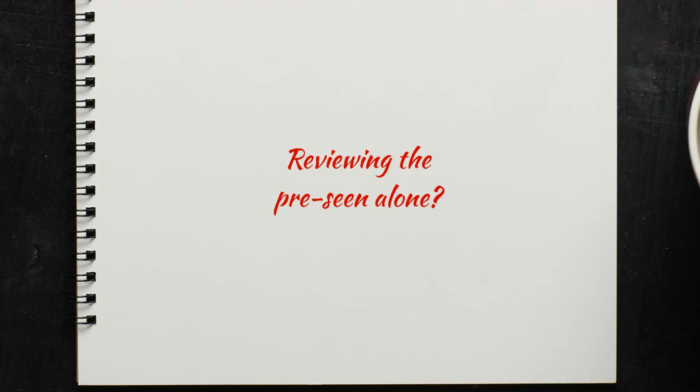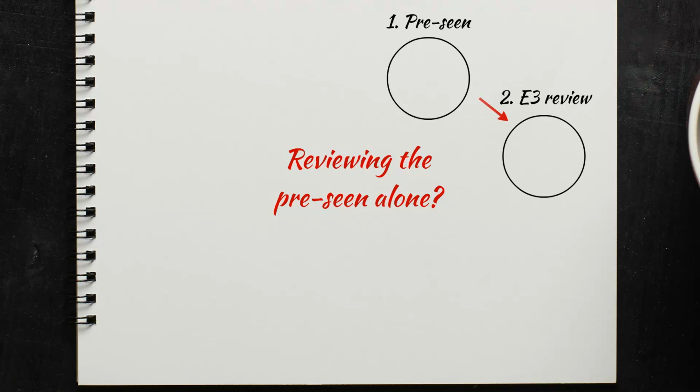So, what is the process for reviewing the pre-seen alone? Well, the first thing to do is get a copy of the pre-seen. That should be obvious. And then conduct an E3 review, or an E2 or an E1 review. And this will probably be the majority of your analysis. The case studies are more rooted in the E's than they are in the P's and F's, particularly as you get to the management and the strategic level.